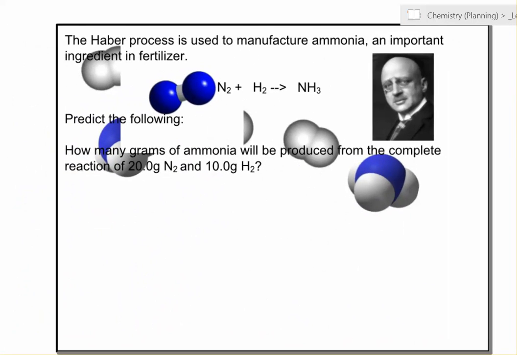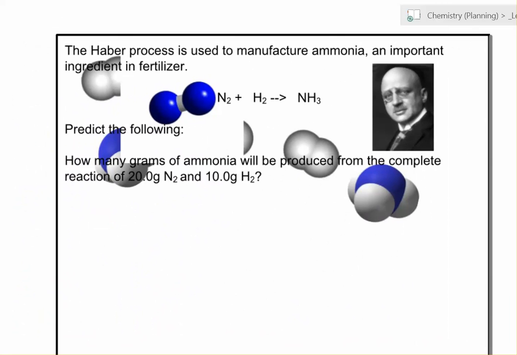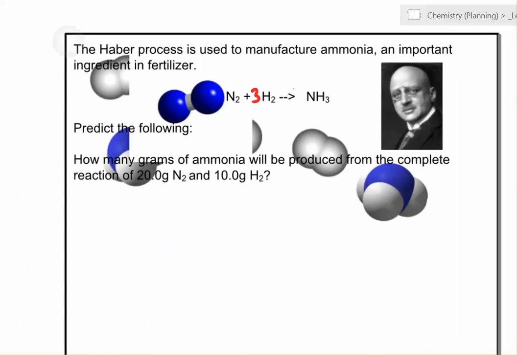Here's that same equation. Predict the following. How many grams of ammonia will be produced from the complete reaction of 20 grams of nitrogen and 10 grams of hydrogen? And again, a real-life situation where you're given the starting amounts of both of your reactants. So I'll start with what I'm given in both cases. 20 grams of nitrogen and 10 grams of hydrogen.